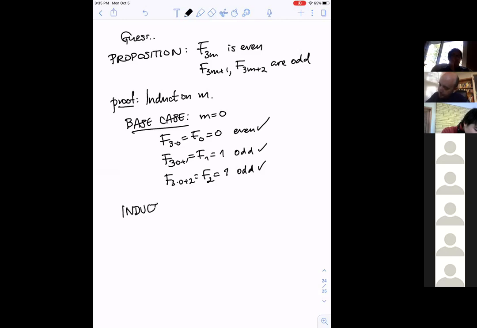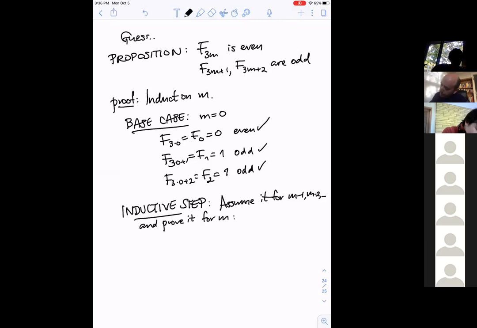Let's do it where we're assuming it for M minus 1, M minus 2, and so on, and prove it for M. But when I say it, again, I really mean three assertions. Let's check all three of them hold for M if they were true for the smaller values, M minus 1 and M minus 2.